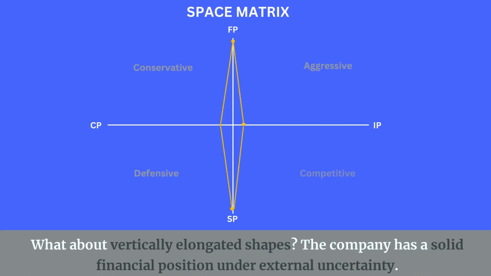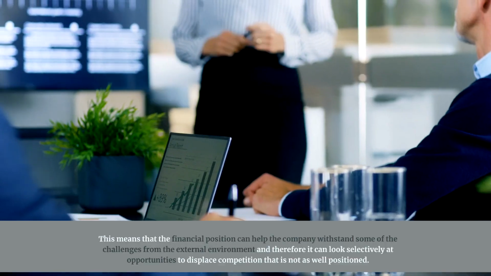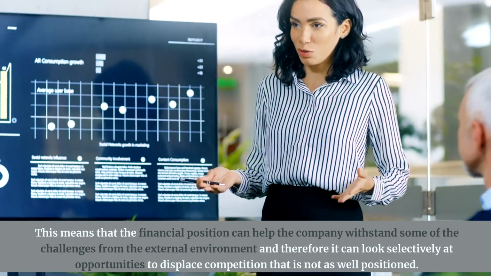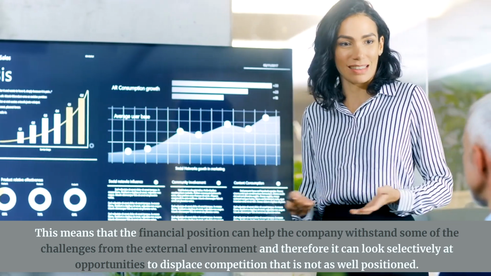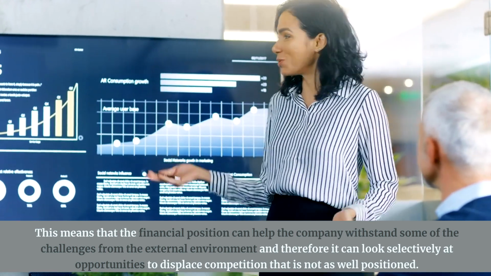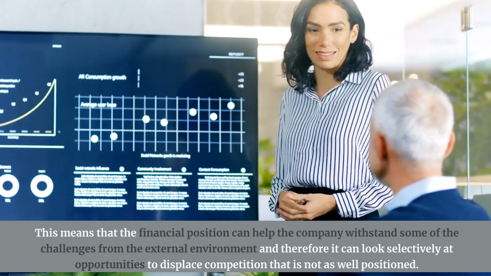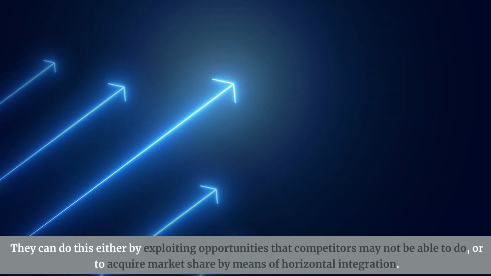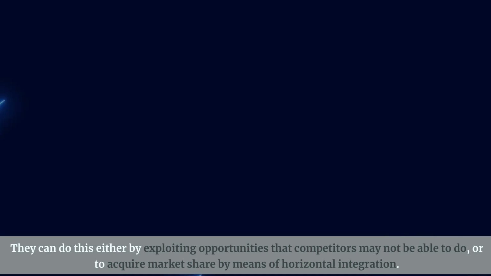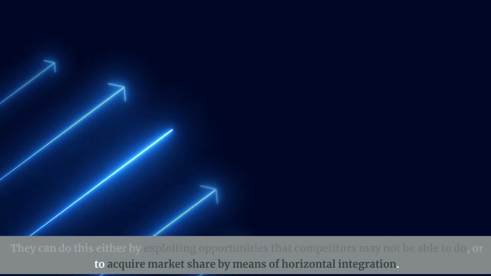What about vertically elongated shapes? The company has a solid financial position under external uncertainty. This means that the financial position can help the company withstand some of the challenges from the external environment, and therefore it can look selectively at opportunities to displace competition that is not as well positioned. They can do this either by exploiting opportunities that competitors may not be able to do, or to acquire market share by means of horizontal integration.